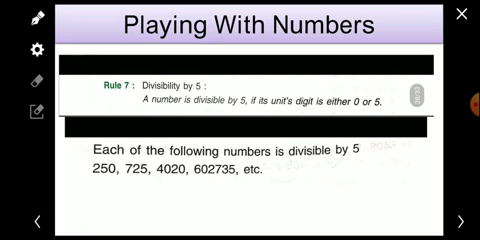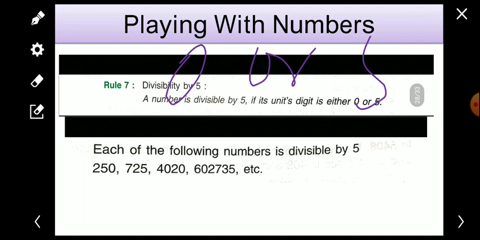Now divisibility by 5. It is very simple that a number is divisible by 5 when its unit digit is 0 or 5. So very simple. We'll just look at the ones digit. The unit digit is also known as ones digit. Okay, so if unit digit or ones digit is 0 or 5, then that number will be divisible by 5.